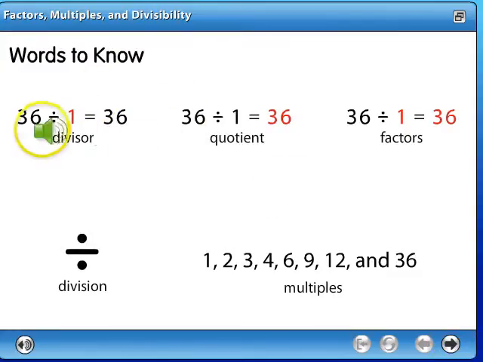Words to know: divisor, that's what you're dividing a division problem by. Quotient is the answer to a division problem. Factors are all the numbers that you can multiply to get a single number. So 1 and 36 would be factors of 36 because you can multiply them together to get 36. Division and multiples.